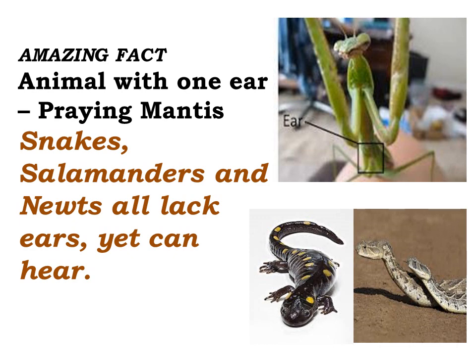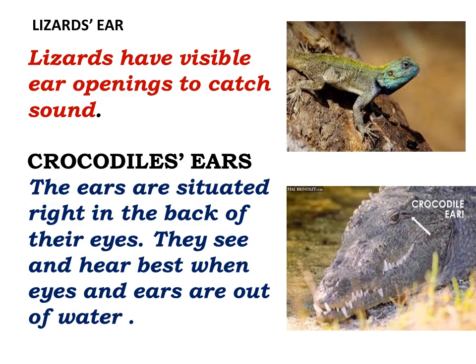So animal with one ear is praying mantis. And snakes, salamanders and newts all lack ears but they can hear. Look at the picture of lizard here. Lizards have visible ear openings to catch sound.